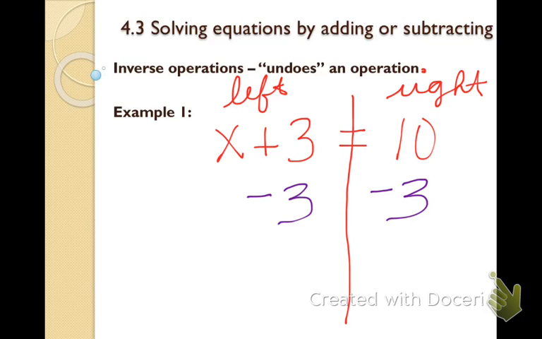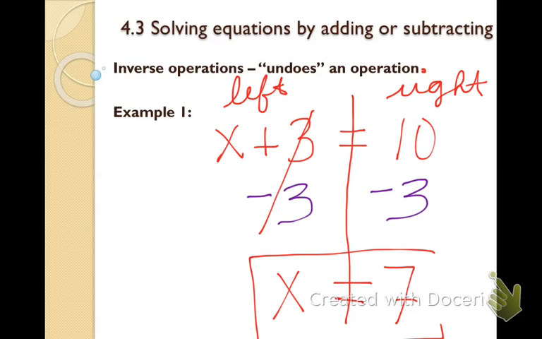So on the left side, I have x plus 3 minus 3. Those totally go away. They cancel out. And I'm left with just x. On the right side, I have 10 minus 3 is 7. And since I followed the golden rule, I know that those two things are still equal. Voila! My solution is x equals 7.